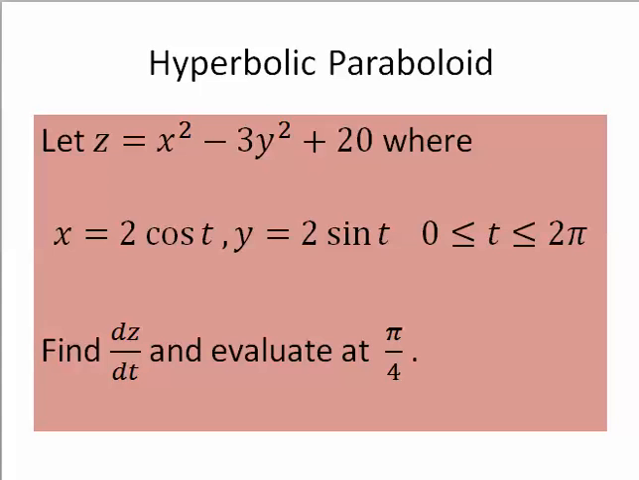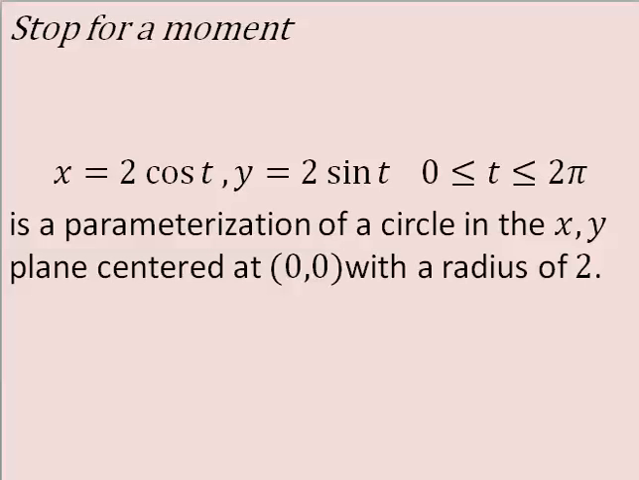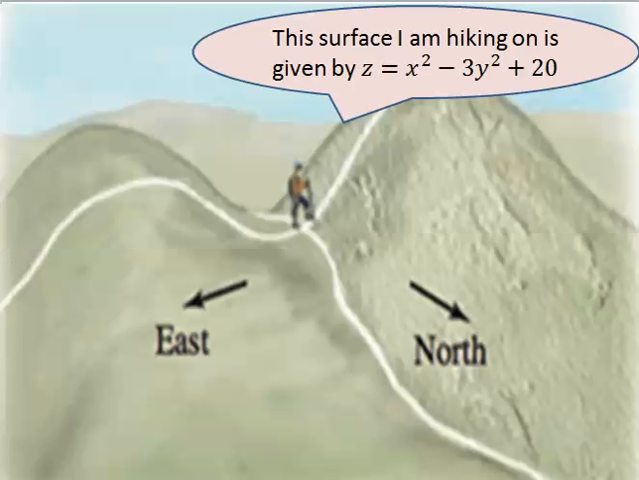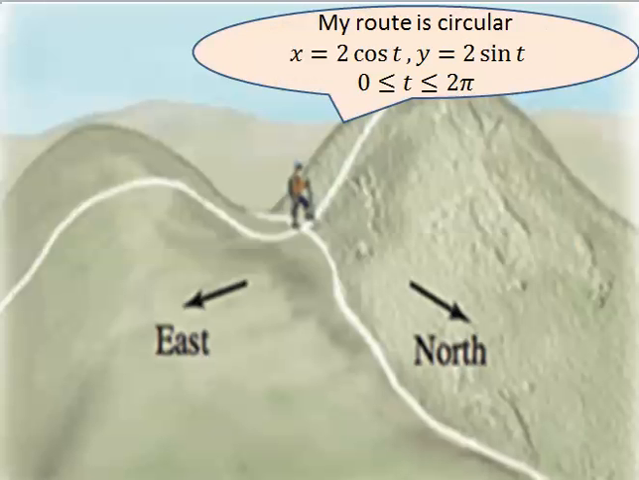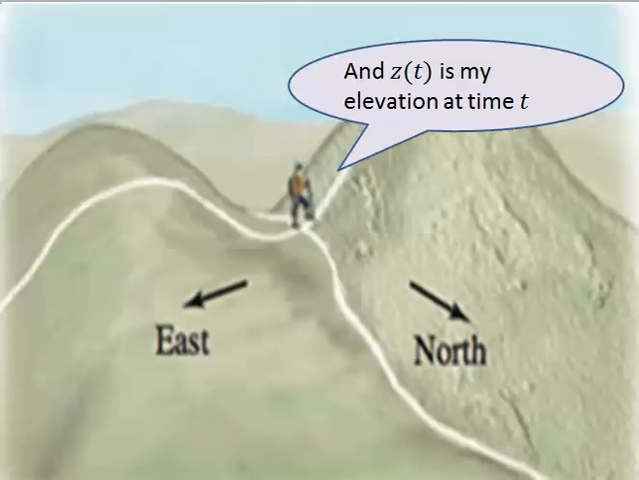Let the surface be a hyperbolic paraboloid and let the xy coordinates be given by these equations. Find dz dt and evaluate at pi over 4. All right, let's stop for a moment. The parameterization of x and y is a circle in the xy plane centered at 0, 0 with a radius of 2. The surface the hiker is on is a hyperbolic paraboloid, and he is walking in a circular path. Z of t is his elevation at time t.